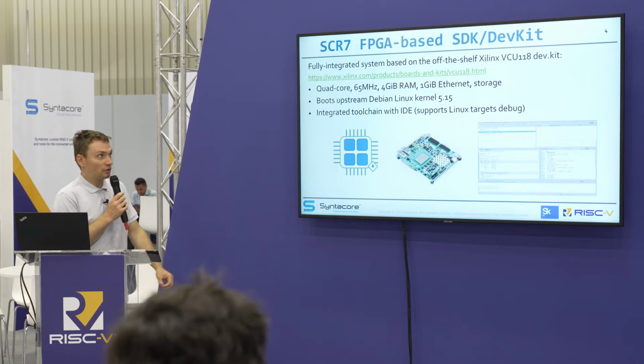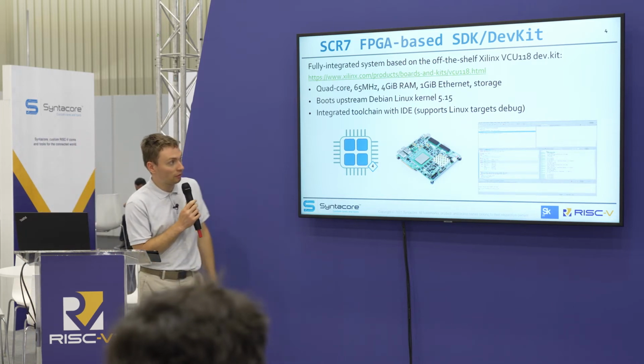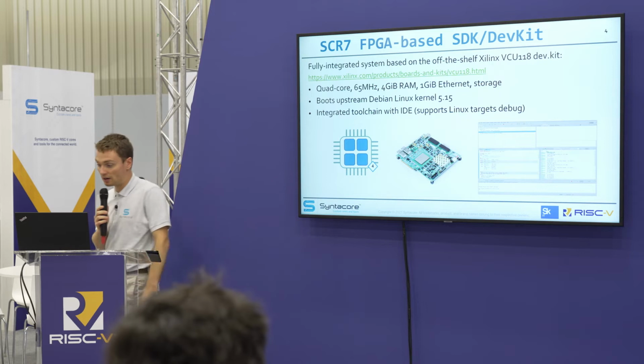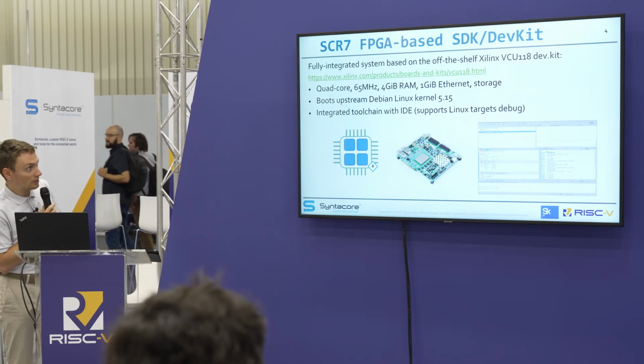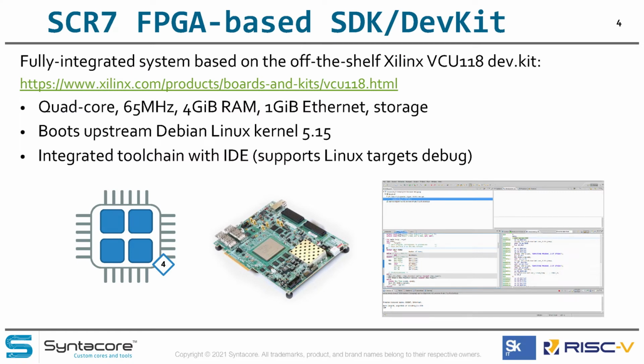The platform I will demonstrate is an FPGA with 4 of these cores, again on top of our cache coherent interconnect. We'll have Debian Linux kernel 5.14, all of that with 4 gigabytes of RAM as backup and a 1 gigabit Ethernet connection. On that platform, as well as on my local computer, I've installed our SDK.